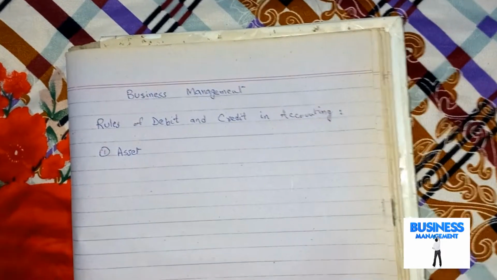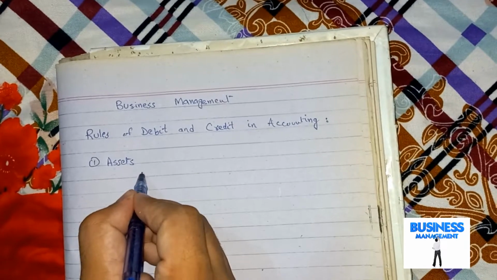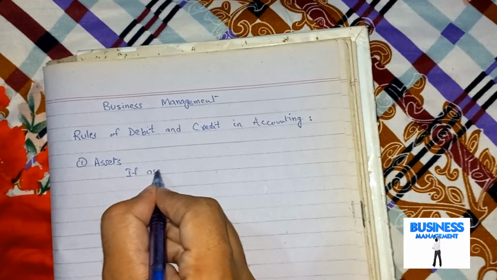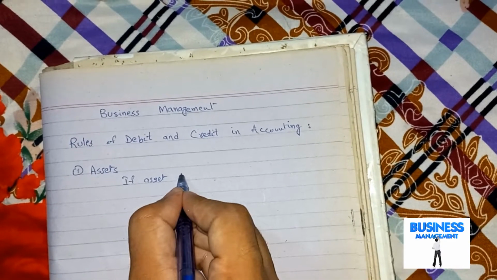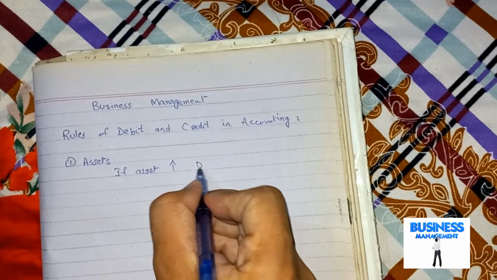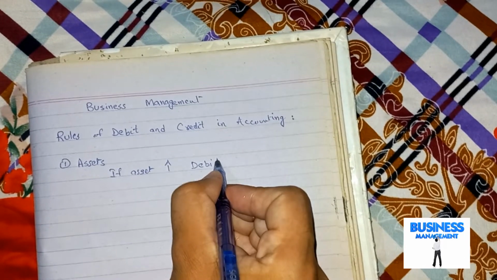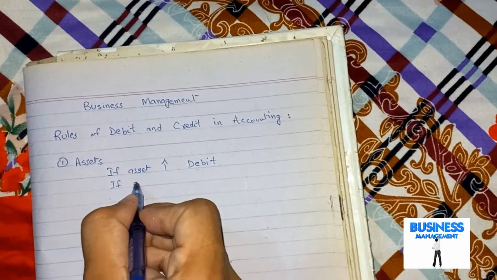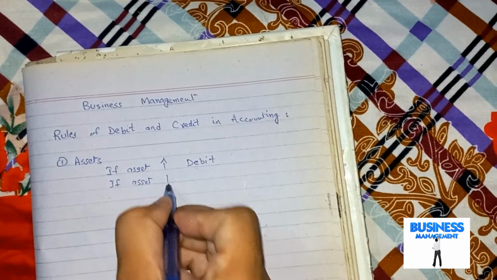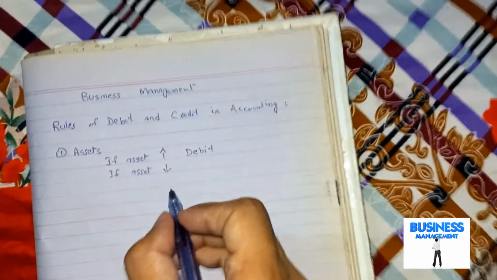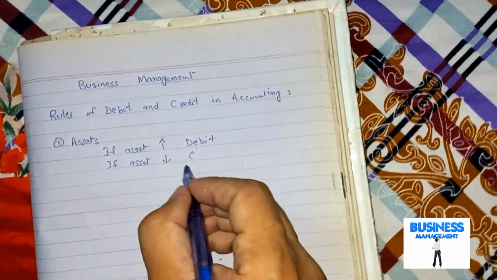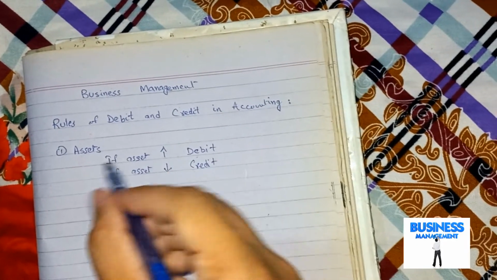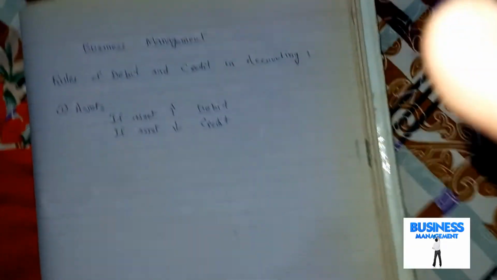assets. If assets increase, this will be debit. If assets decrease, this will be credit. All of you must know about the assets.